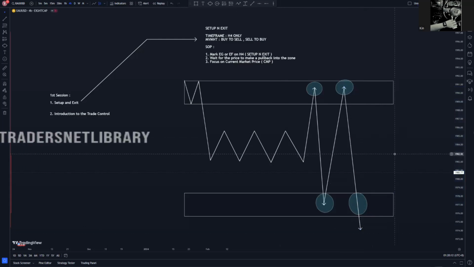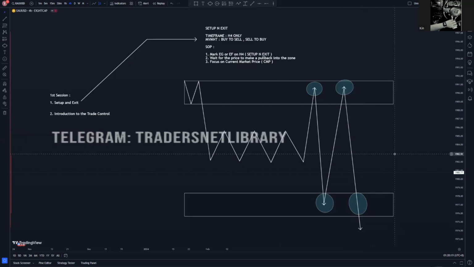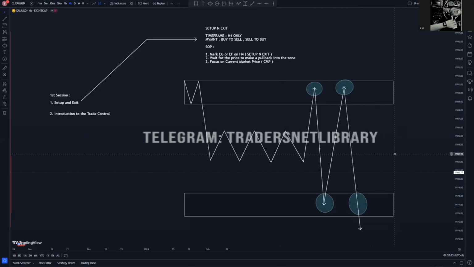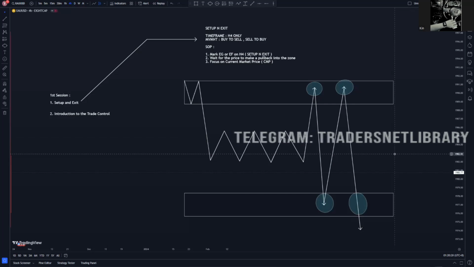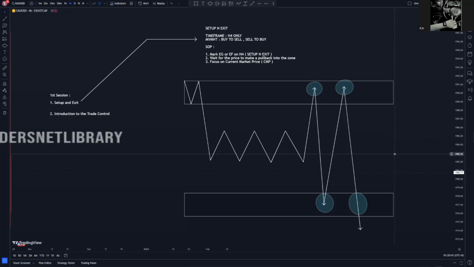Actually, there are no fixed rules for you guys, like maybe a zone can only be touched about 5 times or 10 times. Even if the price touches a certain zone and goes, and keeps repeating for the 100,000th time, if that zone is still valid, we can still use it for selling. Because we are the kind of trader that focuses on the current market price.